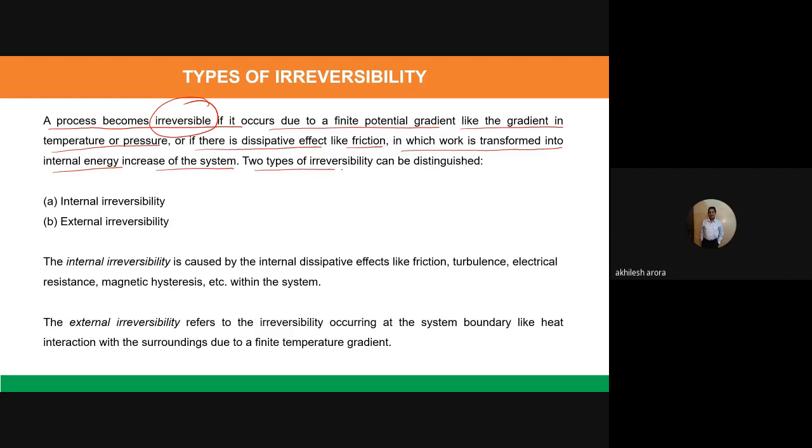Now there are two types of irreversibilities which we have. One is the internal irreversibility and the other is the external irreversibility. Now, what is internal irreversibility? Internal irreversibility is caused by internal dissipative effects like friction, turbulence, electrical resistance, magnetic hysteresis, etc. within the system. And external irreversibility refers to the irreversibility occurring at the system boundary, like the heat interaction with the surroundings due to a finite temperature difference.